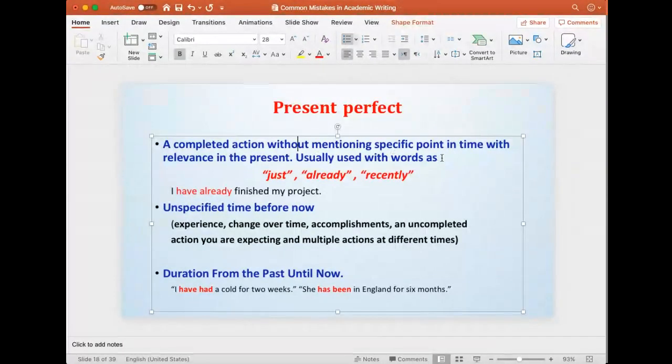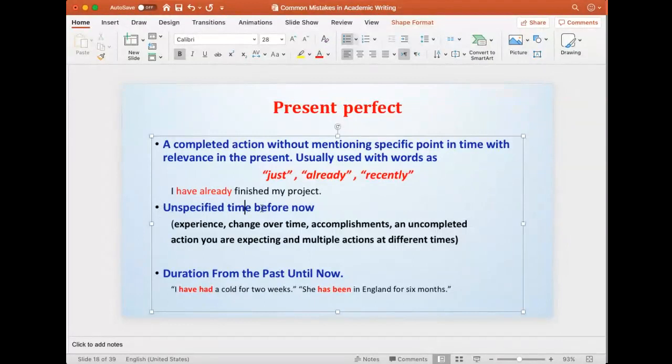Okay, so we usually use it with words like just, already, and recently. Okay, these can be used with the present perfect. For example, I have already finished my project. So my project started sometime in the past, but we don't know when it was started. I didn't mention when. Okay, but I understand that it has started sometime, and this guy has just finished it. Okay, so we use the word already, which means at this time.